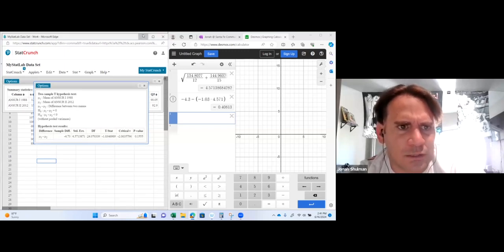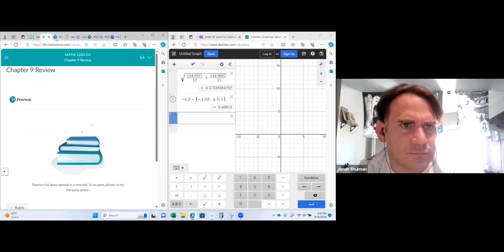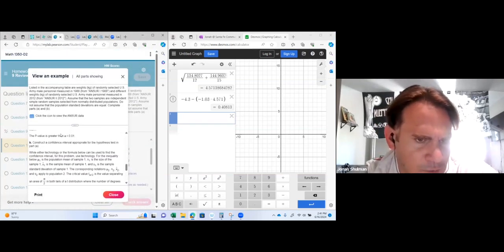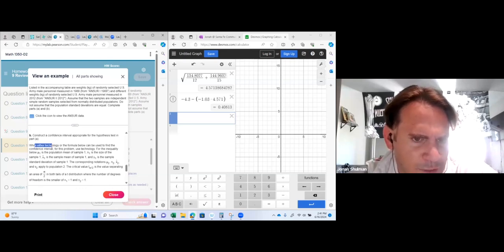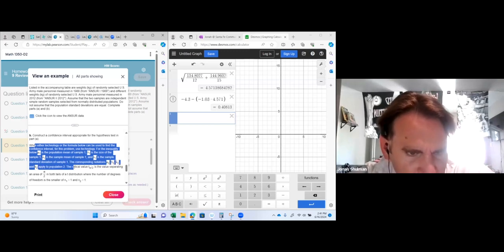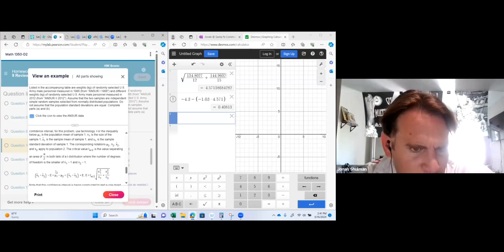All right, so let's read exactly what they're telling us to do here. While either technology or the formula below can be used to find the confidence interval, this problem uses technology. For the inequality, that's the sample mean, the size of the sample, and S1 is the sample standard deviation. The critical value is the value separating this on both sides. So that's what we got.